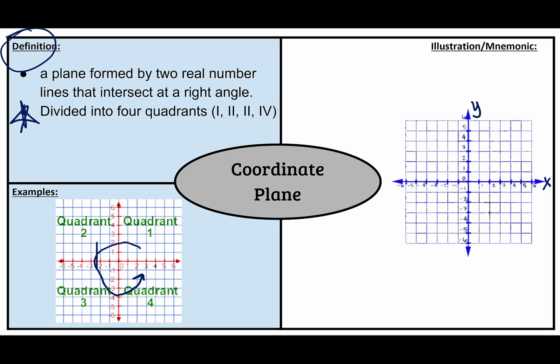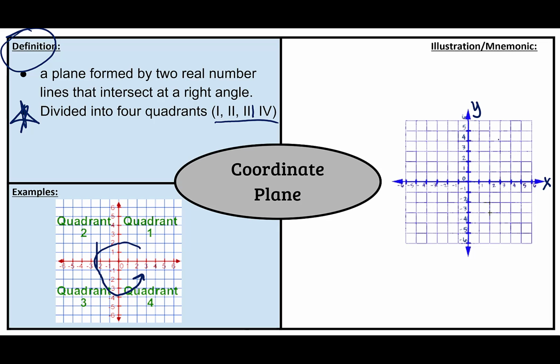We frequently label them, instead of using regular numbers, with Roman numerals. 1, 2, 3. Oh, geez, we have a little typo in there. 1, 2, should say 3, and 4. And just for the sake of understanding the coordinate plane with Roman numerals, we'll go ahead and label the illustration and mnemonic section over here.